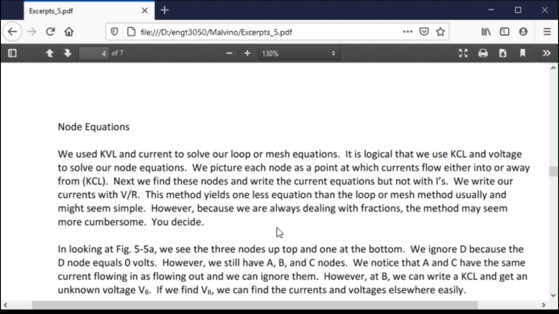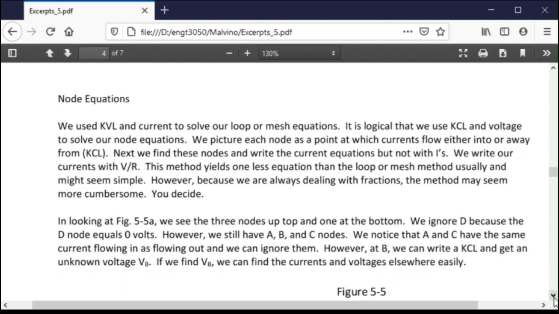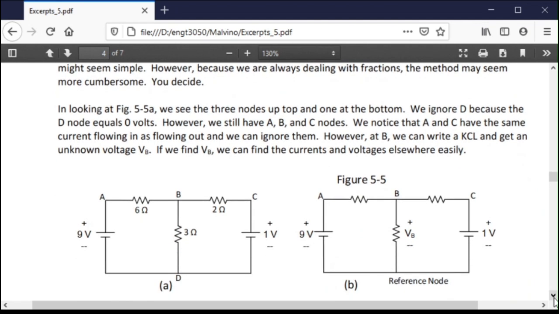Now, there's another way of doing this, and this is called node equations. And node equations have an advantage and they have a disadvantage. The advantage is you get one fewer equation than you do with the mesh, but they have a denominator, which makes the problem a little more dirty to work with. So we're looking at this time for KCL instead of KVL. We're using Kirchhoff's current law. So here are some examples of Kirchhoff's current law.